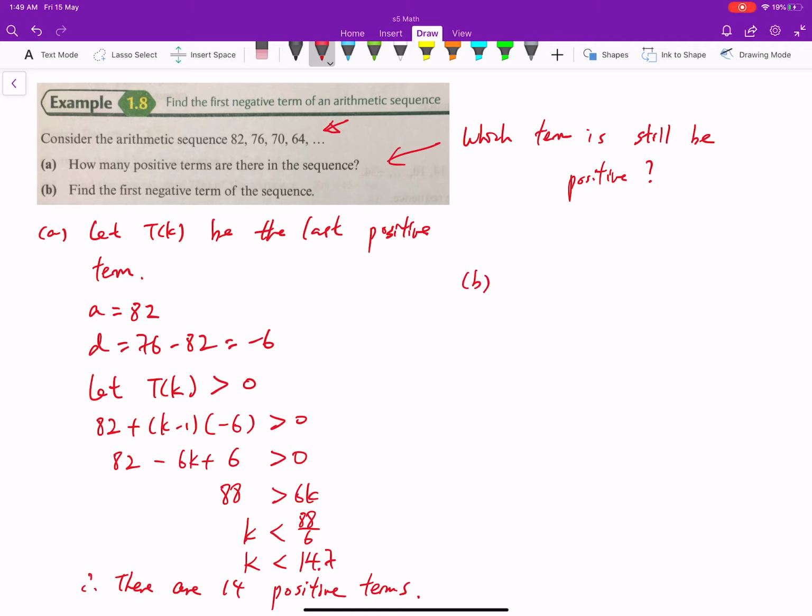Okay, so now we go to part B. So now we have 14 positive terms, and then which is the first negative term? I'll give you 5 seconds to think about that.